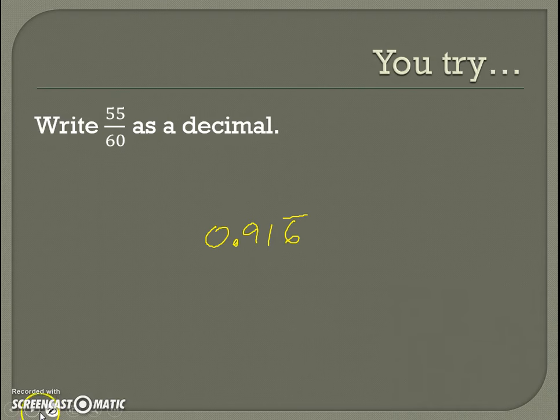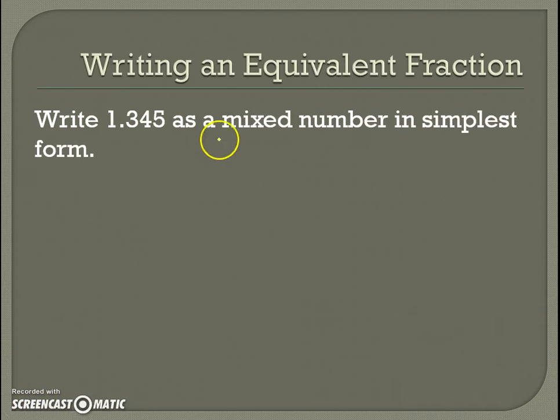I got one other problem for you to look at here, so let's go ahead and jump into this. Writing an equivalent fraction. So this is going the other way. I'm starting with the decimal, and I want to write that as a fraction. So I have: write 1.345, or 1 and 345 thousandths, as a mixed number in simplest form.